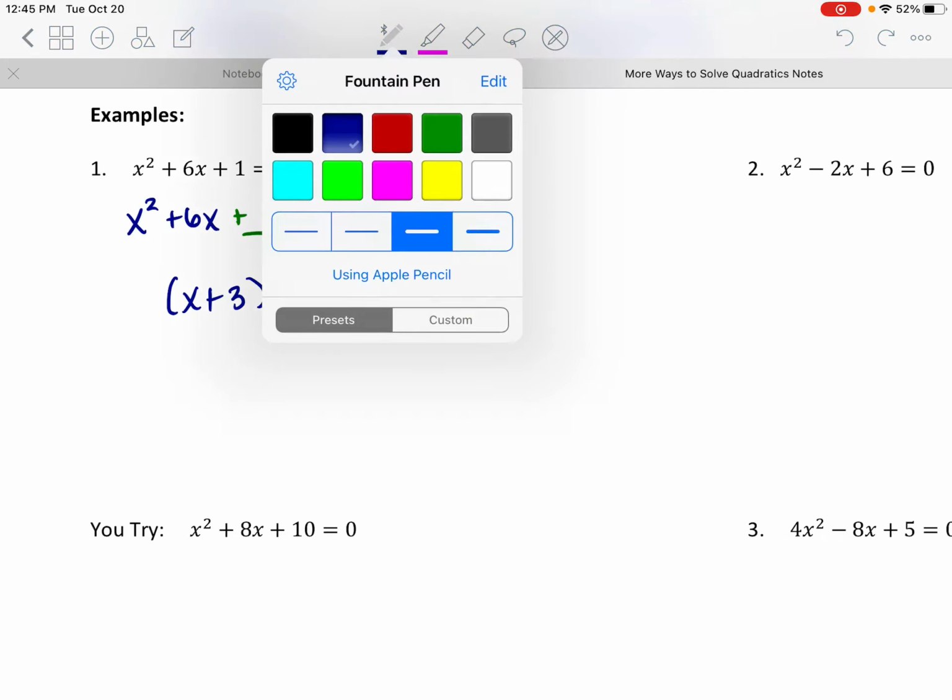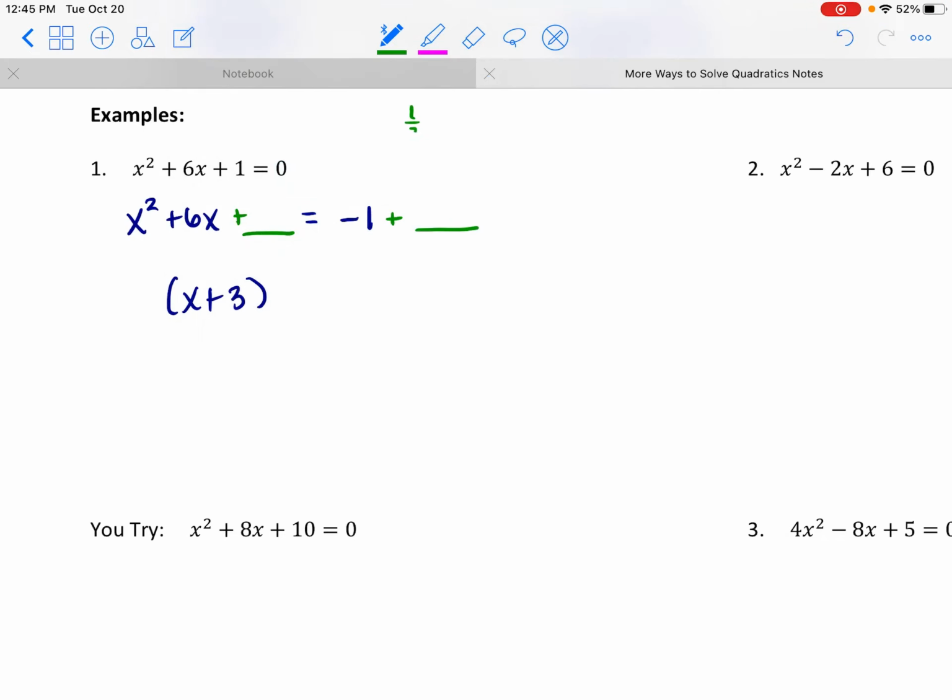So that magic number, if you just want to use the formula, it's half of b, which in this case is 6, and then squared. So 3 squared tells me a 9 gets added. So I'm going to add 9 and add 9. And again, that's going to make this side factorable. The factors of 9 that make 6 are 3 and 3, so this becomes an x plus 3 squared. And then on the other side, I can combine the negative 1 and the 9 to make 8.